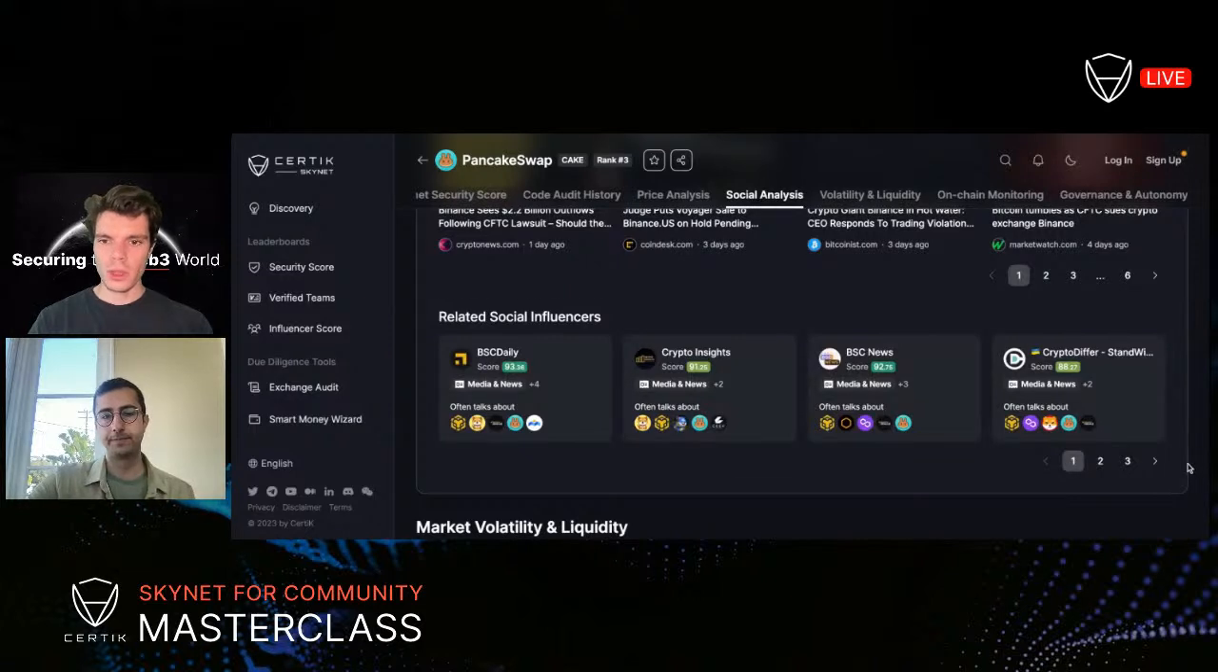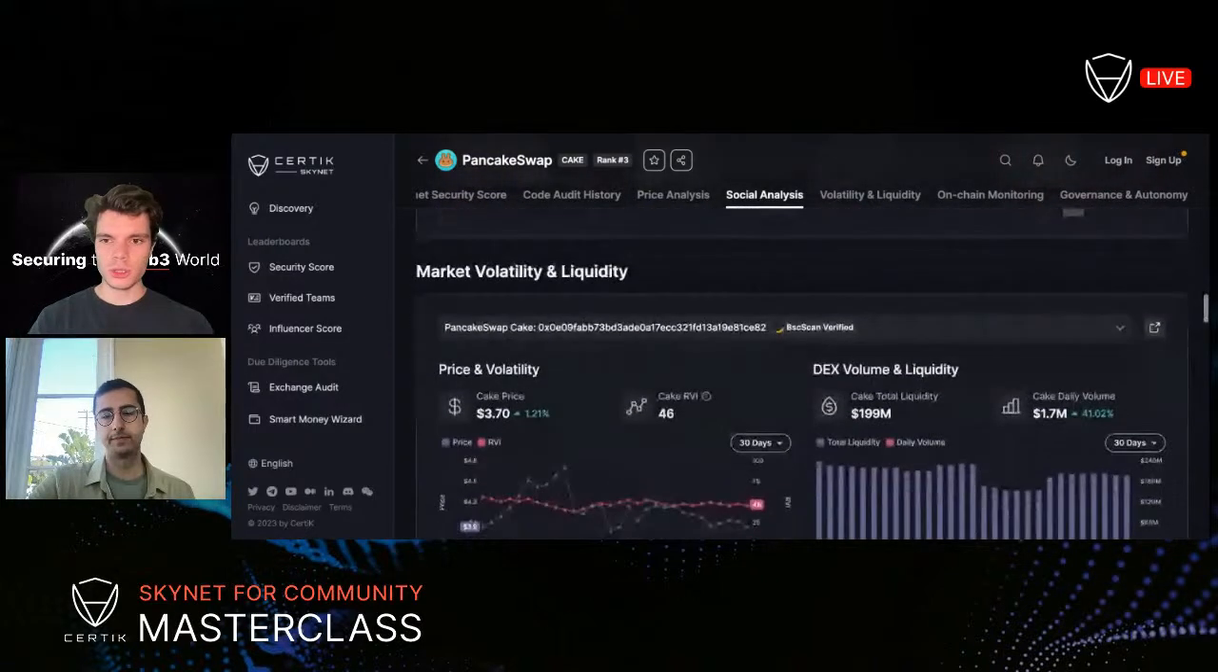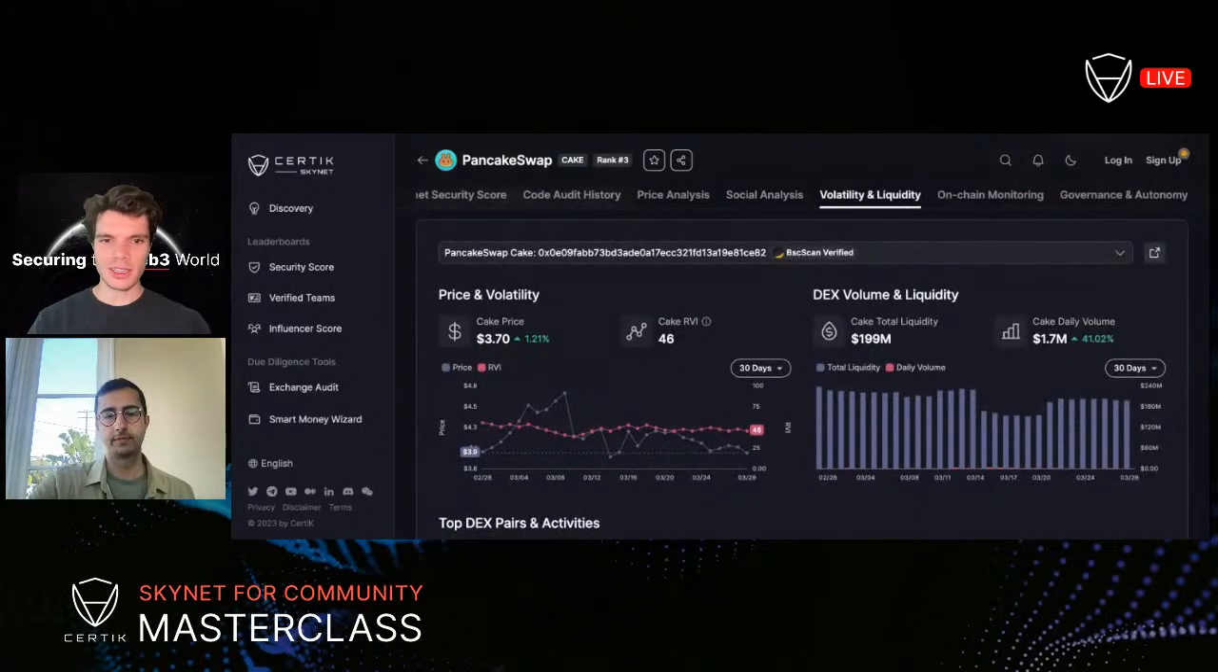For sure. Market volatility and liquidity. I'm sure everyone's pretty familiar with volatility in crypto, but this gives you a good way to visualize what's going on. That RVI, the relative volatility index, is it?